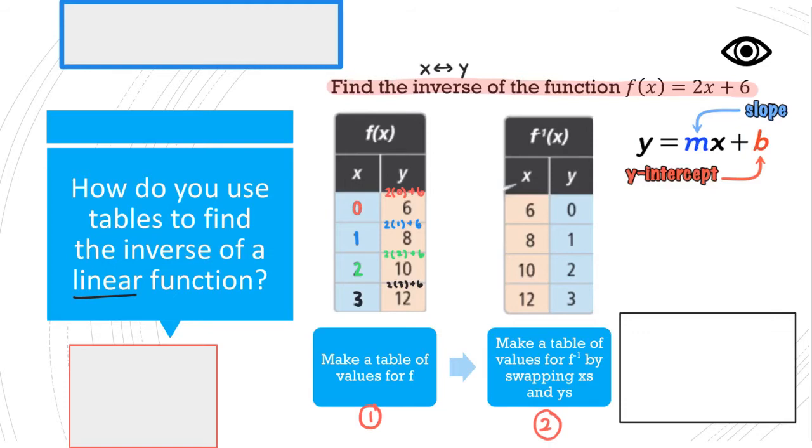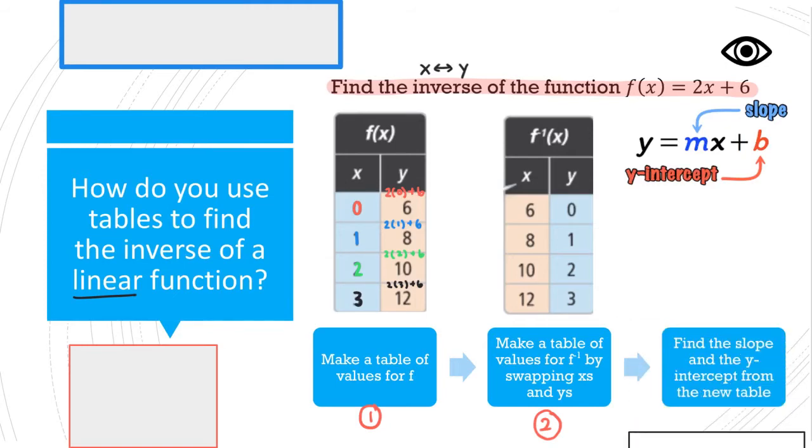Okay. Step 3 is where it requires a little bit of prior knowledge, and it's to use the table to find the slope and the y-intercept and put it in the equation. So up here you see our equation for a line, y equals mx plus b, where m is our slope and b is our y-intercept.